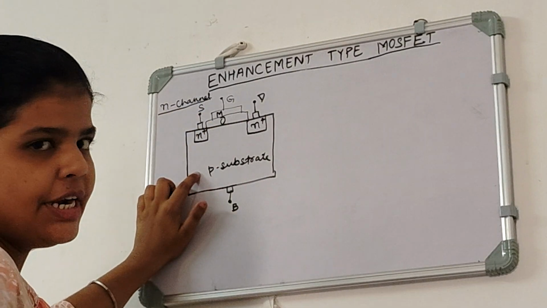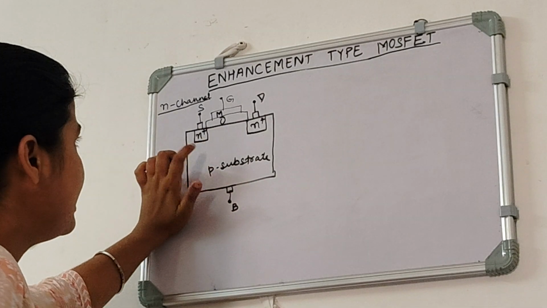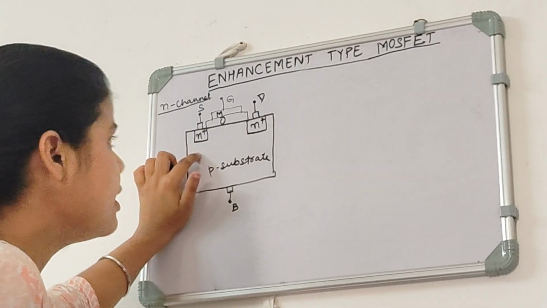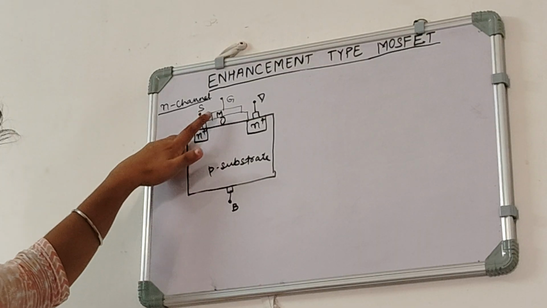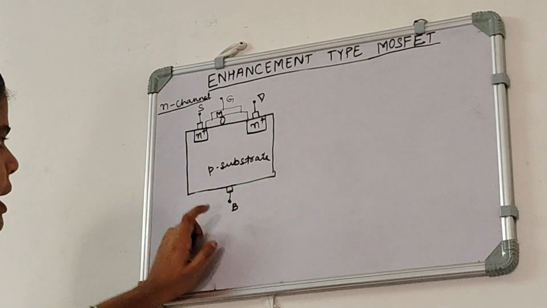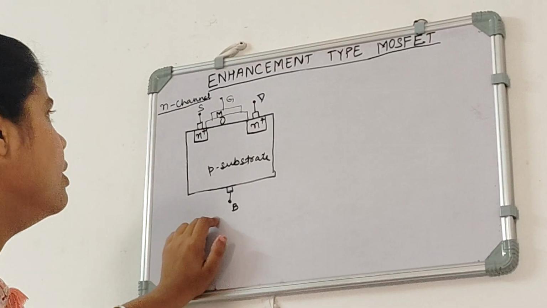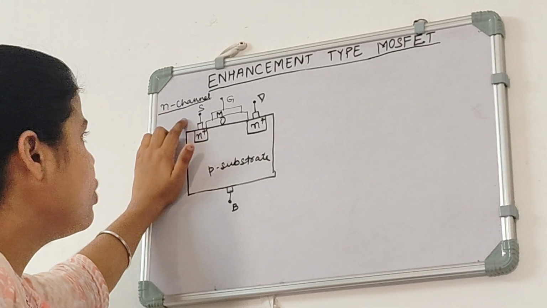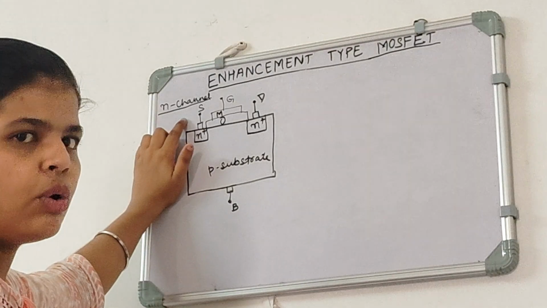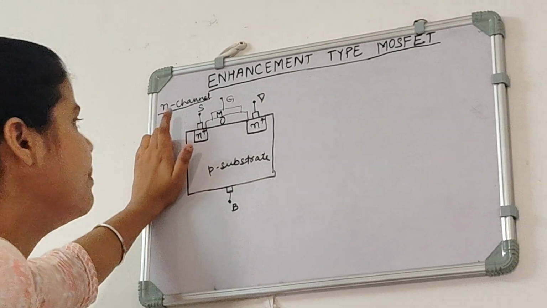We have p substrate, then we have drain and source of N plus type material, and then we have an oxide layer, above that we have a metal layer, and above that we have a gate terminal, and at the bottom we have a body terminal. And we know that our source is taken as reference, so its voltage will be considered to be 0, or we can say that our source is grounded.